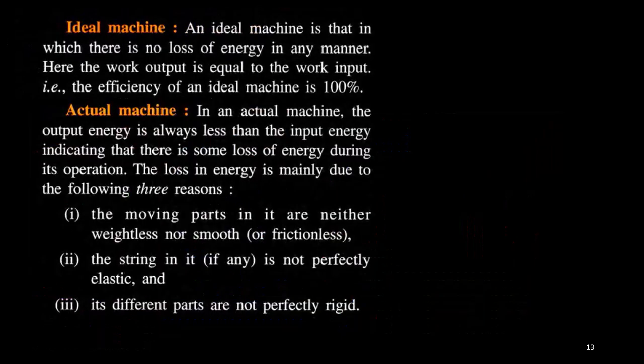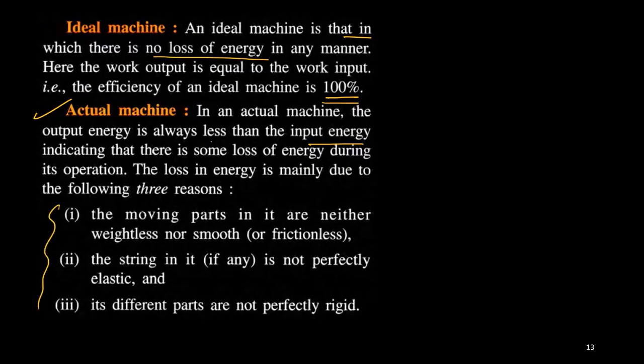Now regarding the ideal machine. An ideal machine is one in which there is no loss of energy. Whatever energy I give as input fully appears in the output. For this machine, everything is 100%. These are the ideal machines for which the efficiency is 100%. But in an actual machine, the output energy is always less than the input. Whatever amount of energy I give as input, I do not get the same out. Why? Because there is some kind of loss.